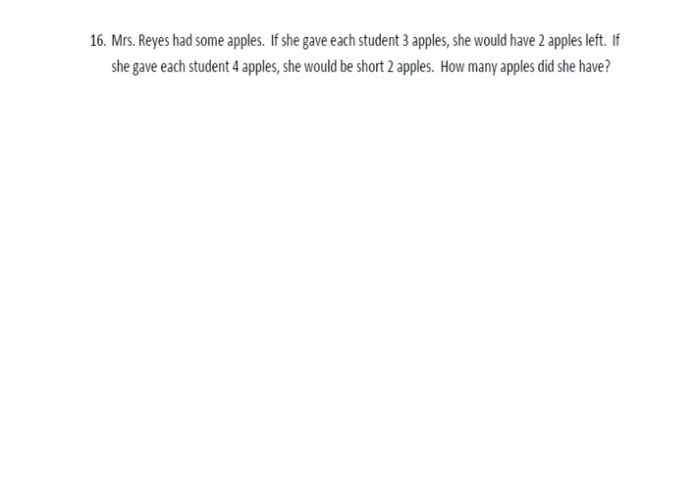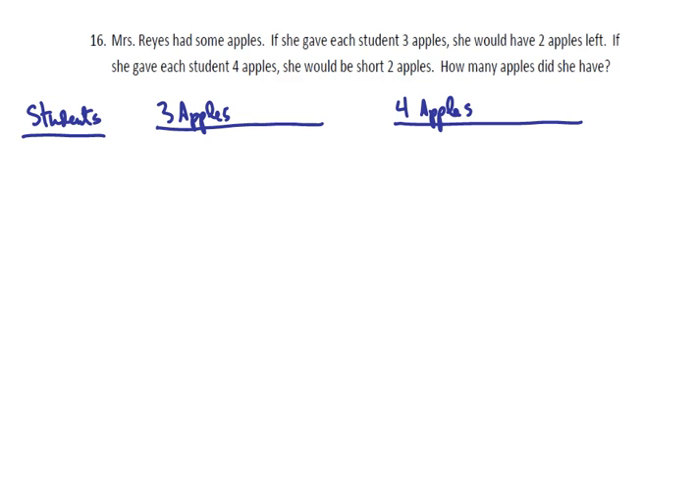In problem 16, Ms. Reyes had some apples. If she gave each student 3 apples, she would have 2 left. If she gave each student 4 apples, she would be short 2 apples. How many apples did she have? Once again, we're going to set up a table.